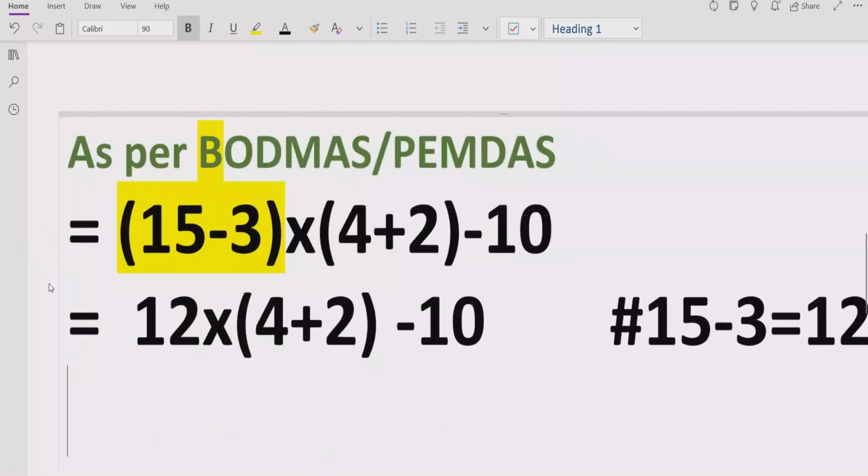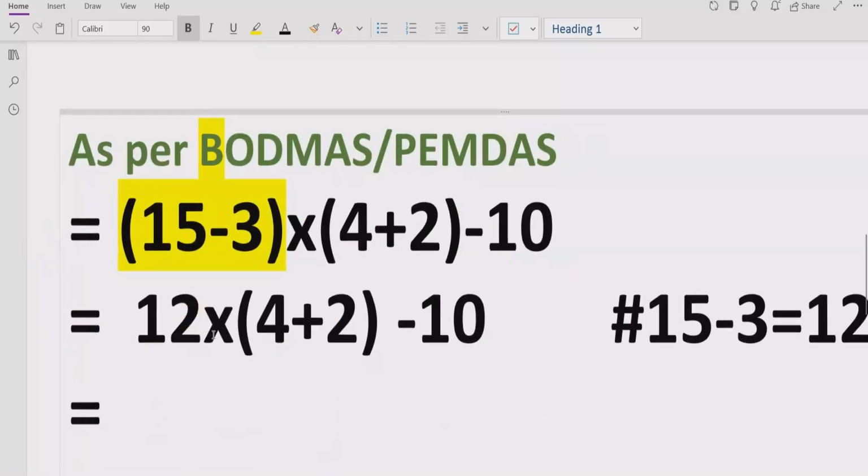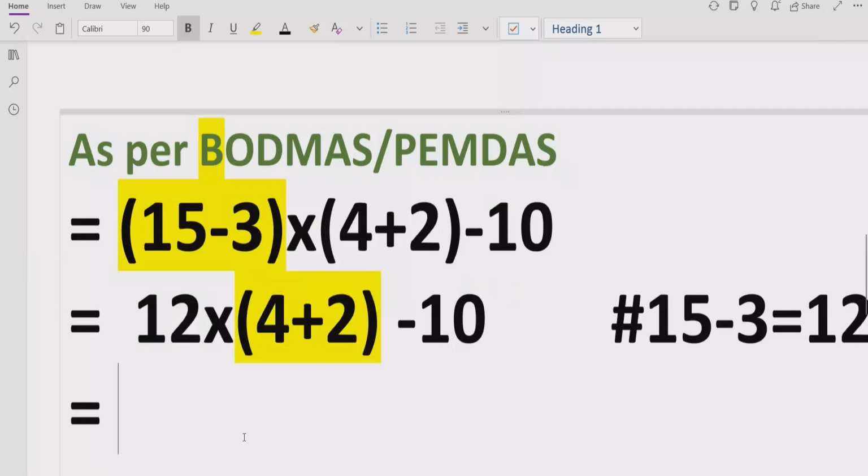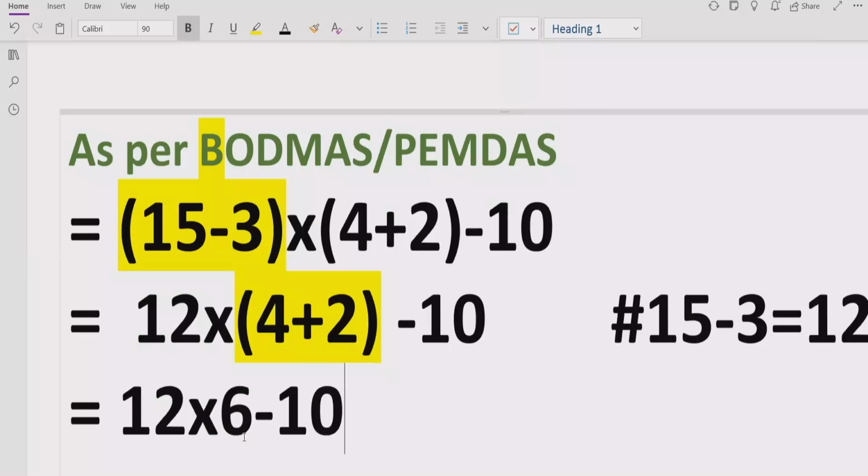Now, let's move forward to solve the other bracket, because we cannot solve the multiplication first. We have to solve all brackets. So here we will solve this bracket as well: 12 multiplied by 4 plus 2 minus 10. And we will give the reference here: 4 plus 2 equals 6.